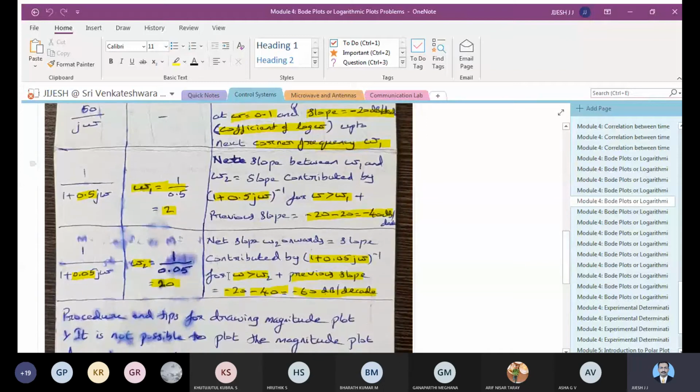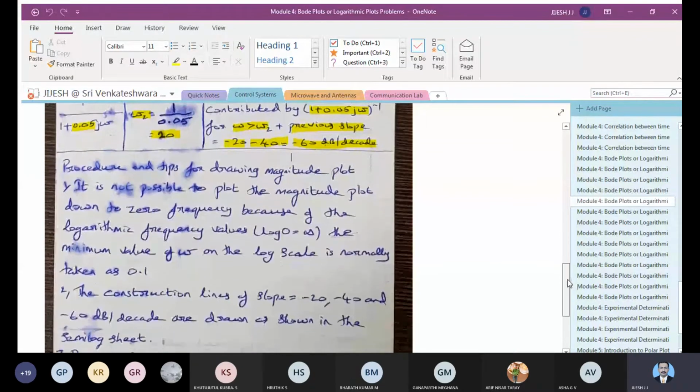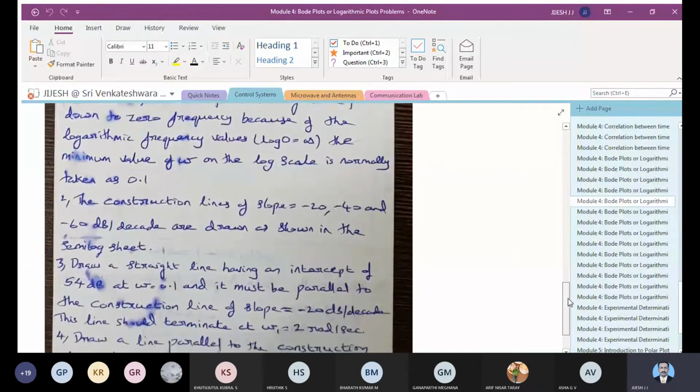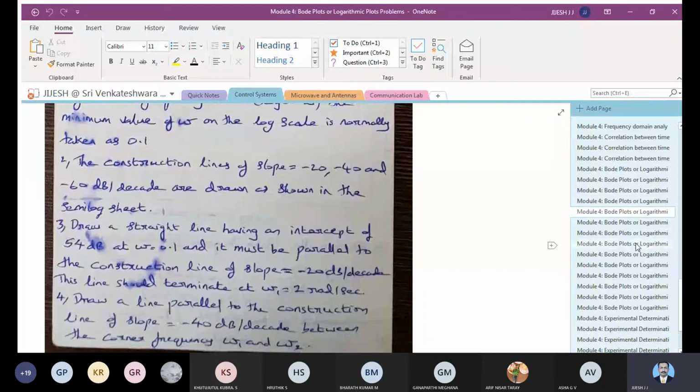That we discussed in the previous class. Further, the slope for the third term, 1 by 1 plus 0.05 j omega, is in the denominator, so the slope is minus 20, which has to be added to the previous slope, minus 40. So minus 20 minus 40 gives minus 60 dB per decade. This is what you generate, and you have to plot these on the graph sheet.